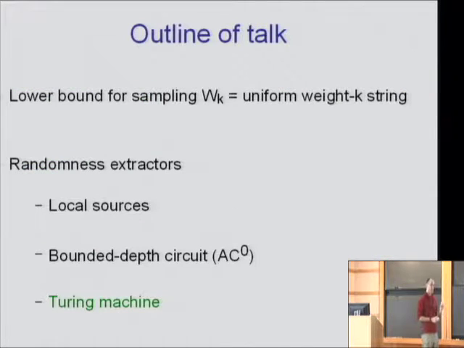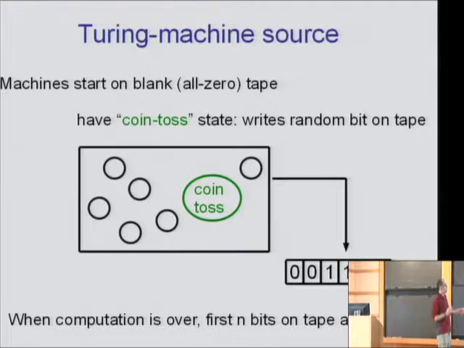Let me take a couple of minutes, maybe 1 minute, about Turing machines. This is actually a new result. So, Turing machine sources. These are Turing machines that start on an all-blank tape, so you can think of it as all zeros. The machines have a coin toss state. As soon as they enter that state, the machine writes a random bit under the head. You don't take an input, you just use random coins.